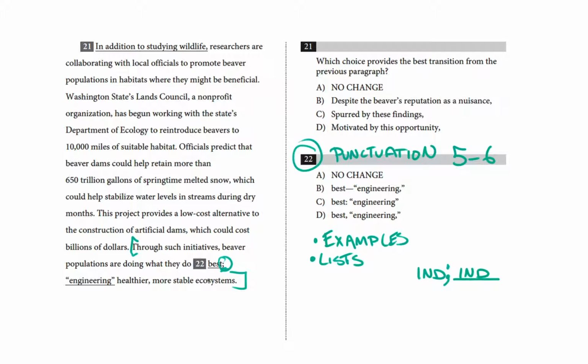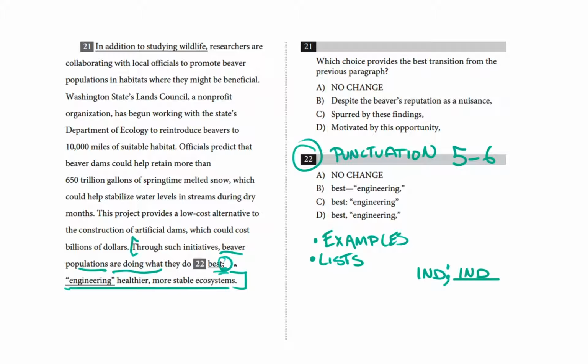Let's make sure. First of all, let's do our check before the punctuation to make sure that the first part is an independent clause. So, through such initiatives, beaver populations are doing what they do best. We have our subject and we have our verb. Populations are doing what they do best. That's an independent clause. What's on the other side of the punctuation? Engineering healthier, more stable ecosystems. I don't actually see a subject here. This is a sentence fragment, and so it would be ungrammatical to have a semicolon here. This is not an independent clause. This is a dependent clause.